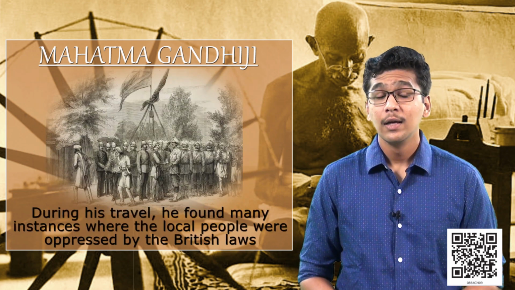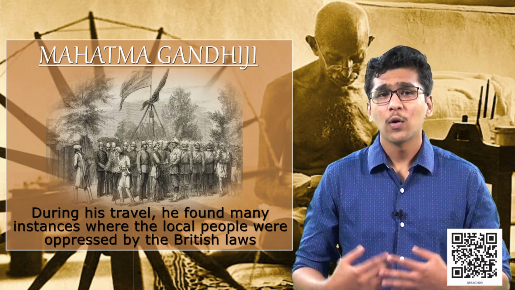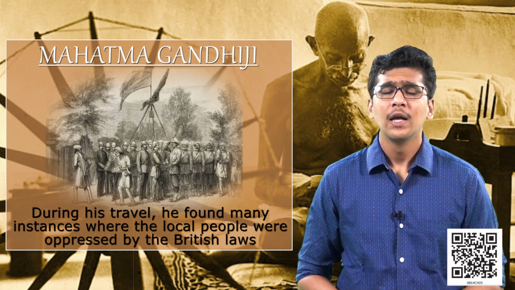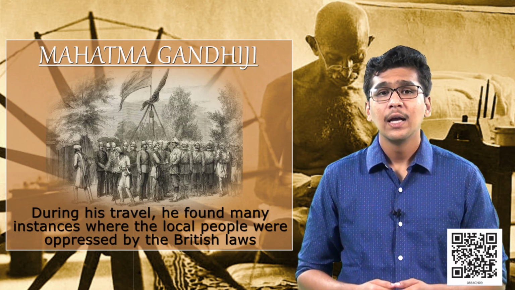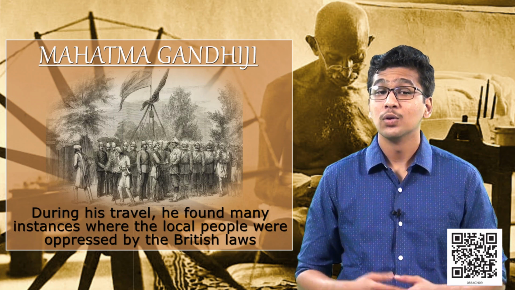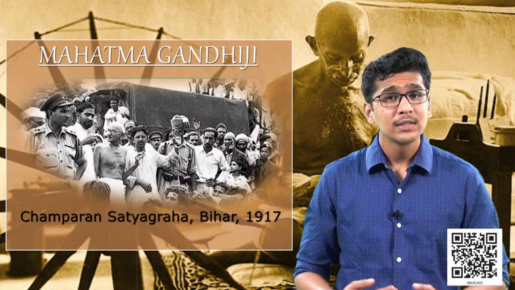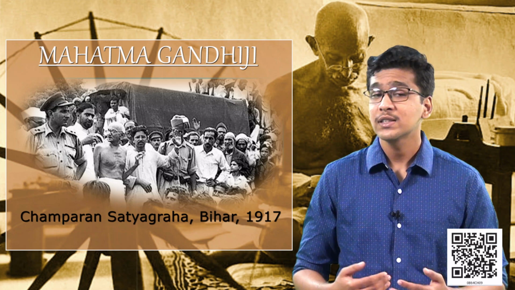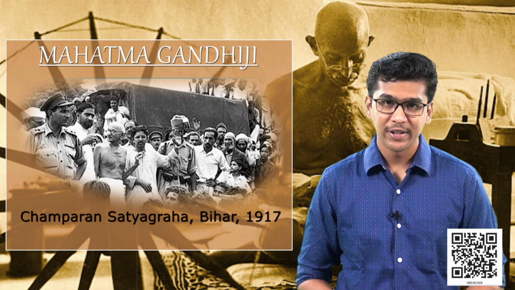During his travel, Gandhiji found several instances where the local people were oppressed by the British rule. He identified the problems of the people in different regions and found ways to unite them to a single goal, that was to free India. Thus, Gandhiji started his first satyagraha in India at Champaran, Bihar in 1917.